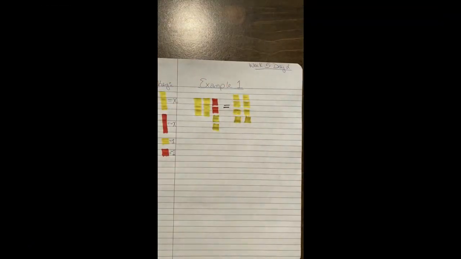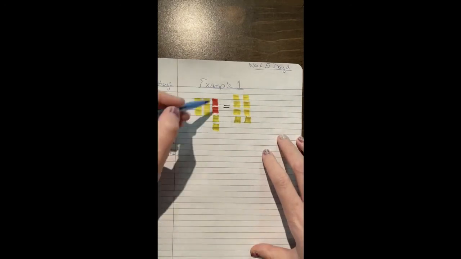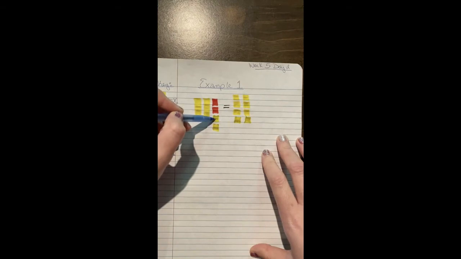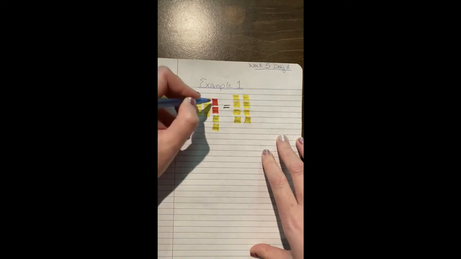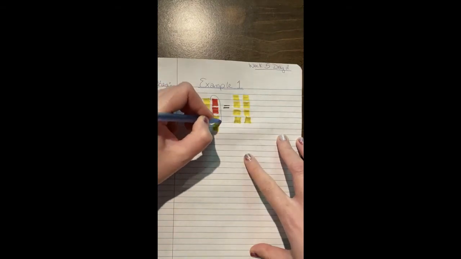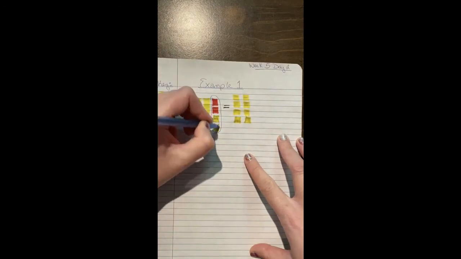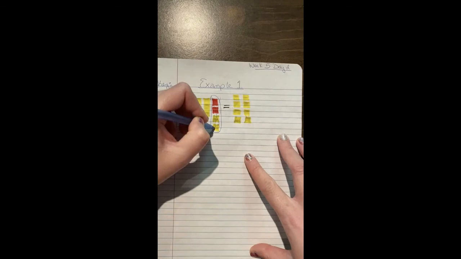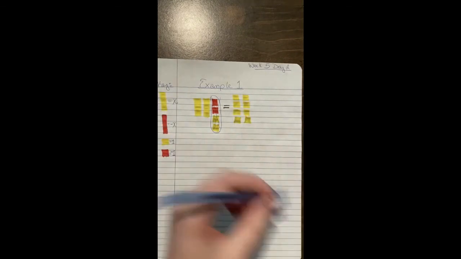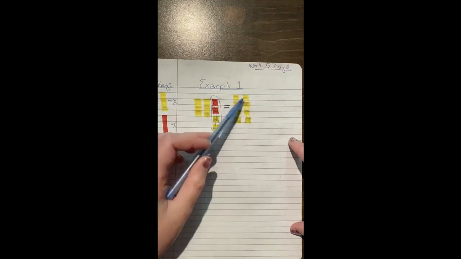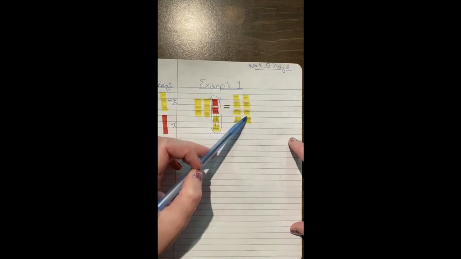From there, we need to see if we can create any 0 pairs. So remember from the videos, the 0 pairs are 1 negative with 1 positive. All right, so I can cancel out 2 negative 1s with 2 positive 1s. Those are called 0 pairs. So what's left is 2 positive x's and 8 positive 1s.